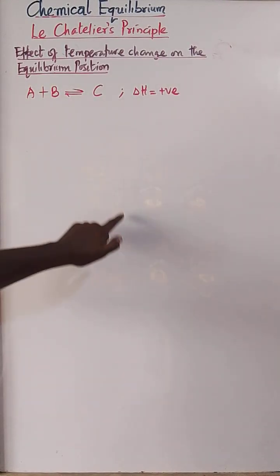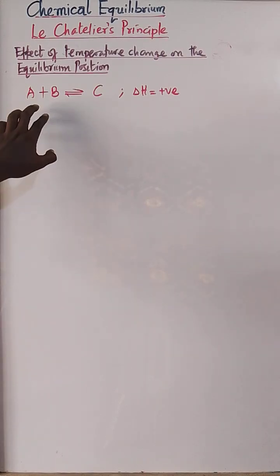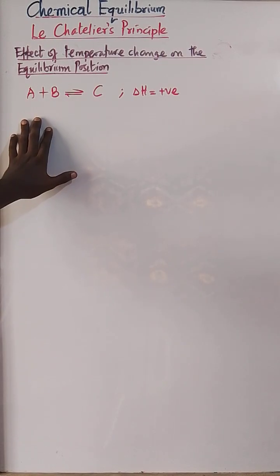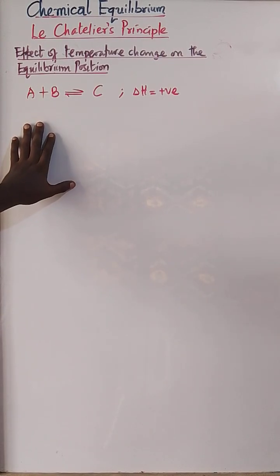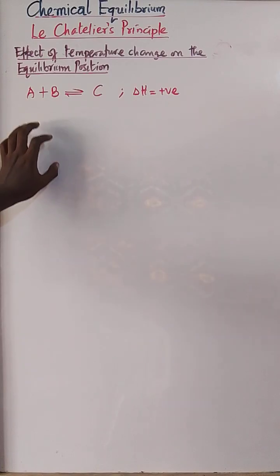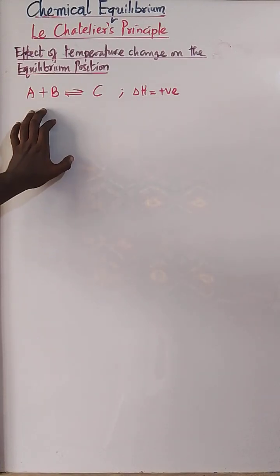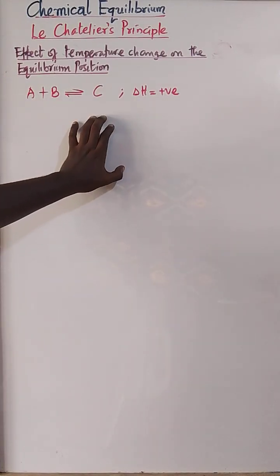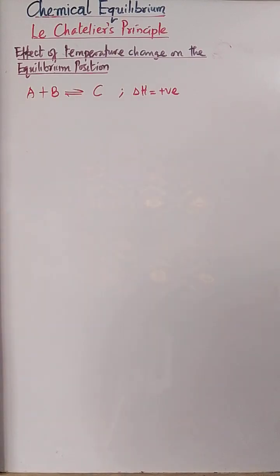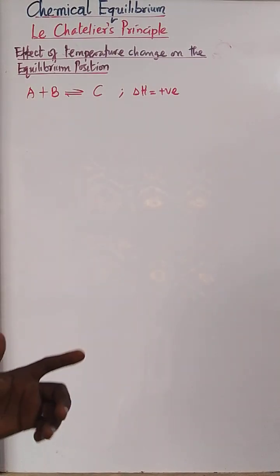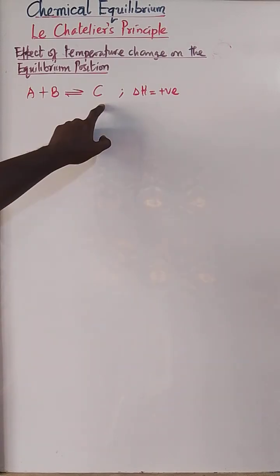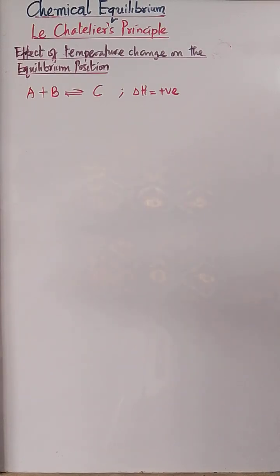So if there is an increase in temperature, it's going to favor what? The endothermic reaction, because it needs the temperature to proceed. So in this case, the equilibrium position will shift to the right whenever the temperature is increased. What if the temperature is decreased? Decrease in temperature will now favor the backward reaction. So it will move from what? To the left.